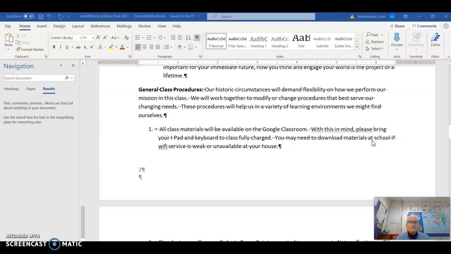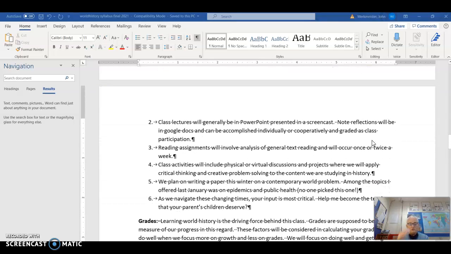Now, generally in class, make sure you know the Google Classroom. Your iPad will be your window into the Google Classroom. That's the main platform we'll be using. Lectures we'll do with PowerPoint. I'll probably support that with some type of screencasting. Reading assignments will be posted generally twice a week, and of course the work will be submitted on the Google Classroom. Activities will include physical or virtual discussions, and that will be part of the creative problem solving.